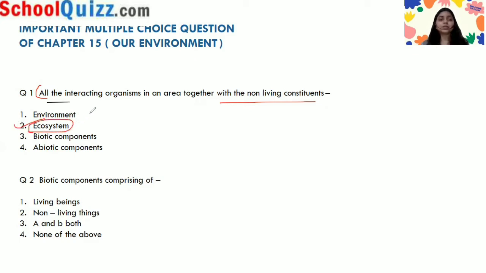Remember I have told you that when the word interacting comes, it belongs to the ecosystem. What will they do in the ecosystem? The biotic and the abiotic components interact with each other. Environment is all the surroundings, the biotic components are the living beings, and abiotic components are the non-living beings, but the interaction between these two is called the ecosystem. So the answer is ecosystem.